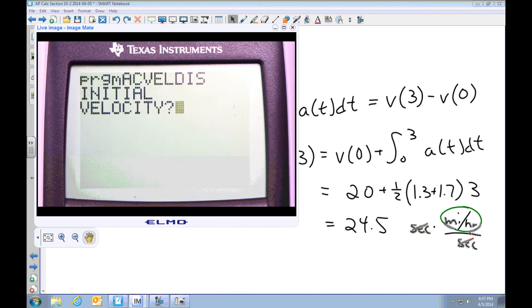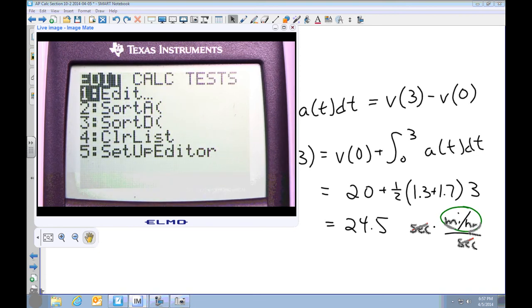Now it brings us to the next question, which is what is your initial velocity? They told us that was 20. And it doesn't display any information out here for you. It just tells you where it dumped the information. Basically, list 3 is your velocity, list 4 is your displacement. So let's go back to our list editor.